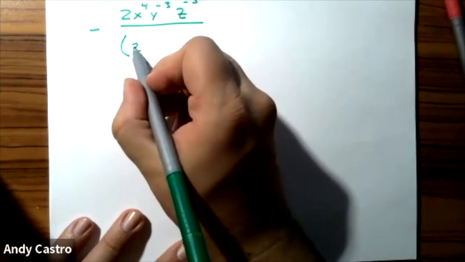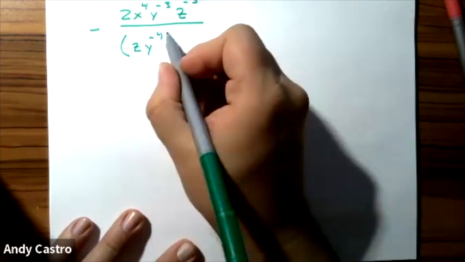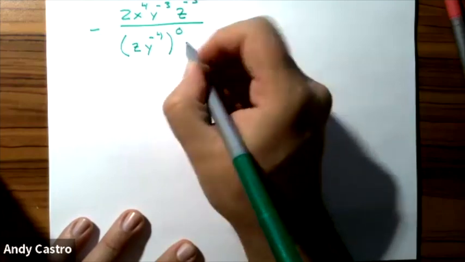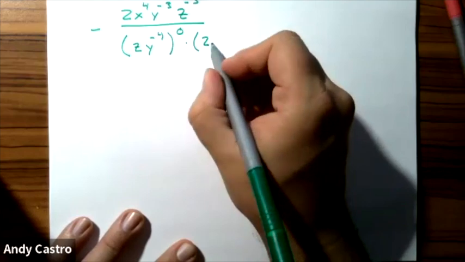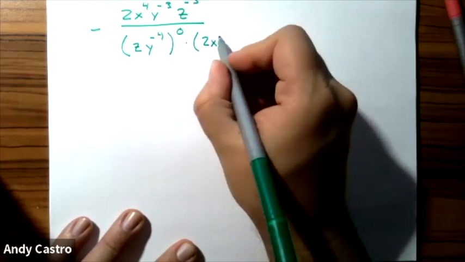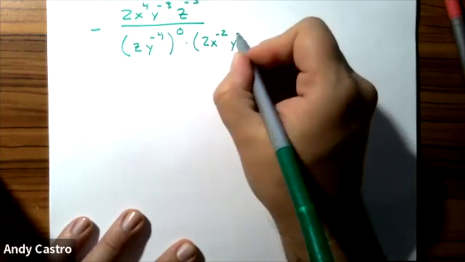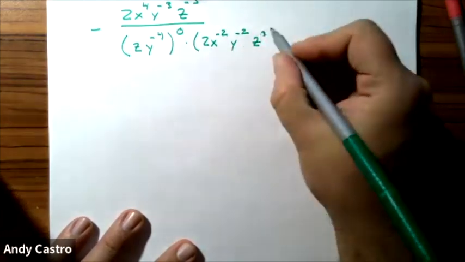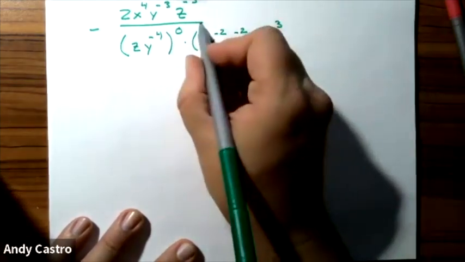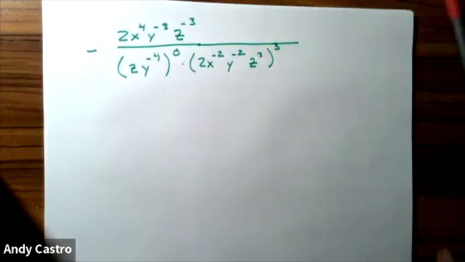z times y to the negative 4th end quantity raised to the 0 power, times quantity 2x to the negative 2, y to the negative 2, z to the 3rd, and that quantity raised to the 3rd power. All right, it's a pretty hairy one, okay?